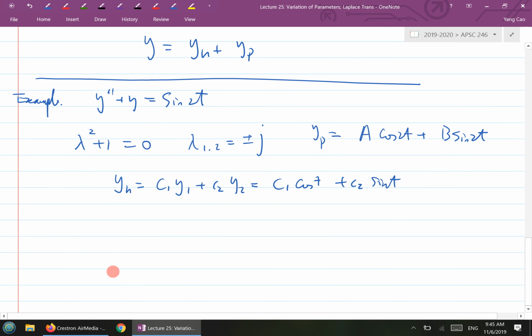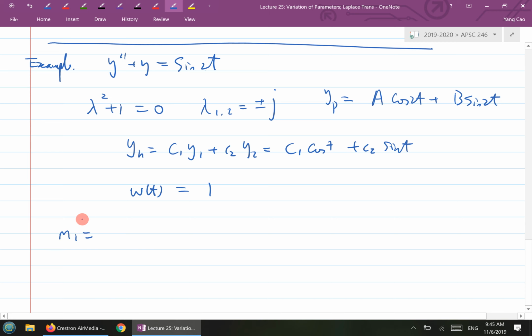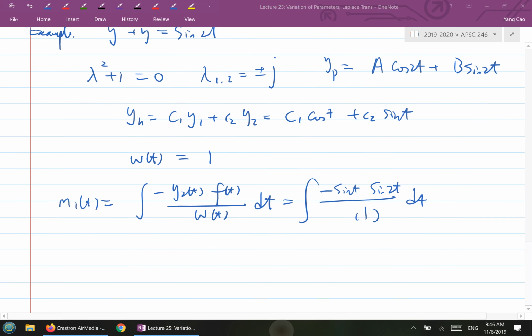My Wronskian is exactly the same, which is 1. That's exactly the same as the previous question. So let's calculate M1 and M2. I'll do M1 for you, and then you can try M2. M1 of t is negative integral of y2 f of t over the Wronskian dt. Let's plug in all the numbers. y2 is sine t, f of t is sine 2t, and then dt. So in this integral you have a negative, sine t and sine 2t dt.